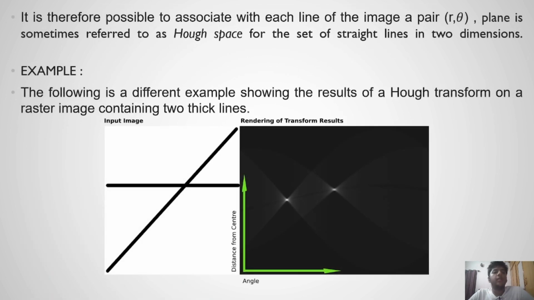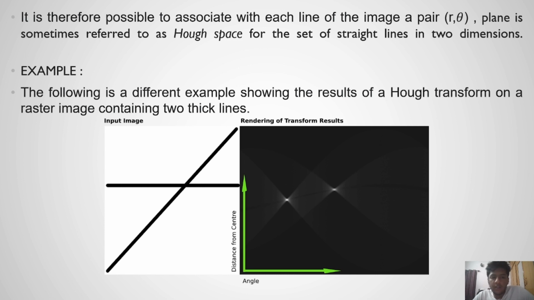It is therefore possible to associate with each line of the image a pair (r, theta), that is (rho, theta), from the particular plane or set of values in our straight line, that is y equals mx plus c. So the plane is sometimes referred to as Hough space for the set of straight lines in two dimensions. So let us take an example here.